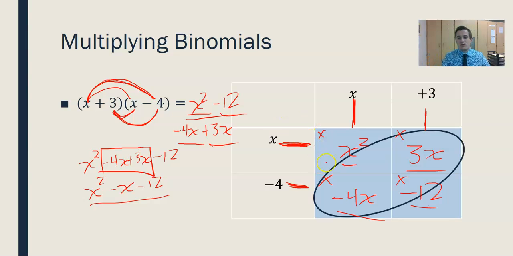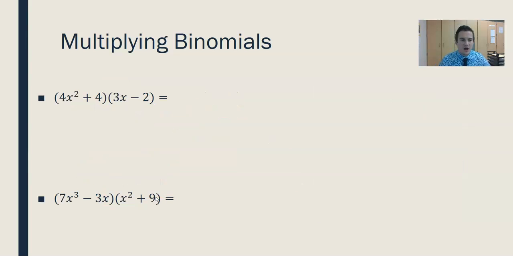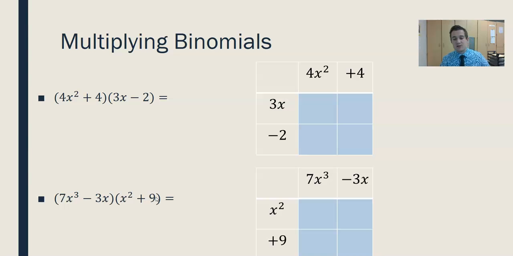And then in here you notice that these two boxes, this won't always be the case, but right now in these two boxes, I have my like terms, negative 4x and positive 3x, which add together to become negative x, which I got over here. I want to do one more example of multiplying binomials together. I have these other examples on here that you can continue to reference, but I want to go ahead and do this example right here.